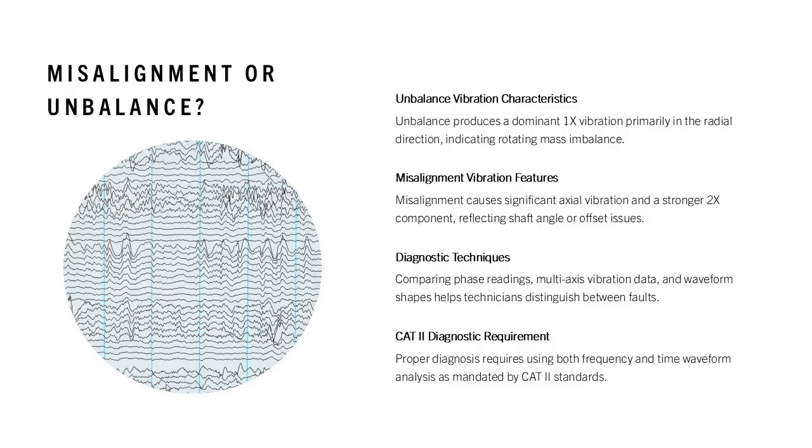This slide helps the audience differentiate misalignment from unbalance, 2 faults that frequently get confused. While unbalance primarily produces a dominant 1-order vibration in the radial direction, misalignment generates significant axial vibration and often a stronger 2 orders component. By comparing phase readings, multi-axis vibration levels, and waveform shape, a technician can confidently distinguish the 2 faults. The slide reinforces the requirement of using both frequency and time waveform analysis for proper diagnosis.